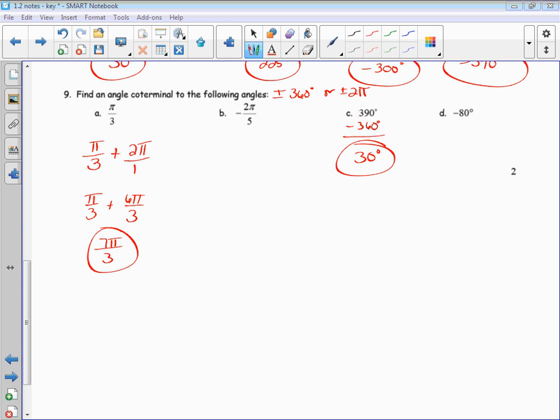Compare with your neighbor. Do you agree? And you might not agree if one of you added and one of you subtracted, so that's okay.